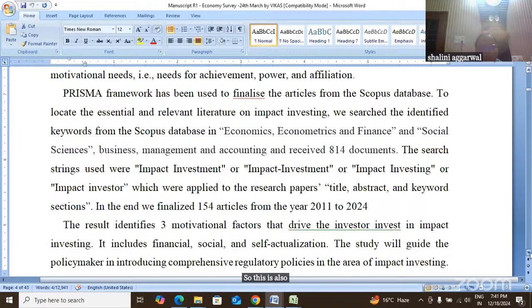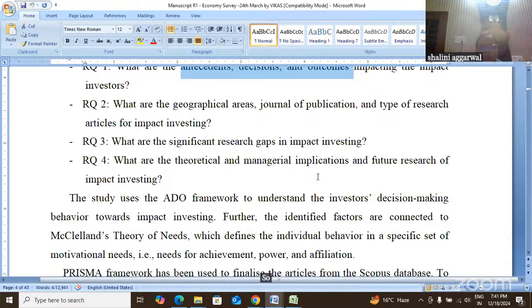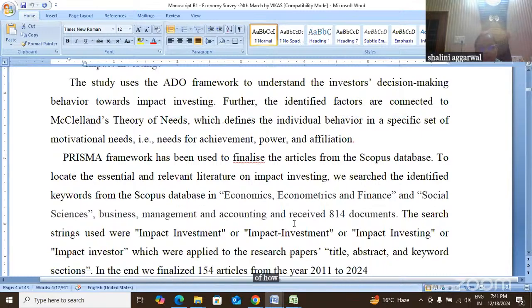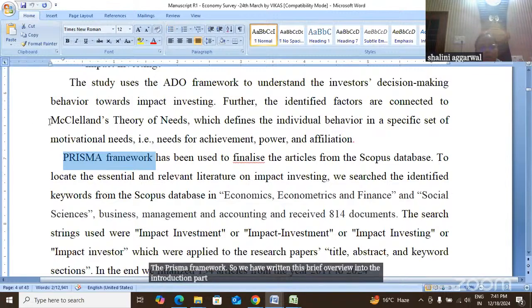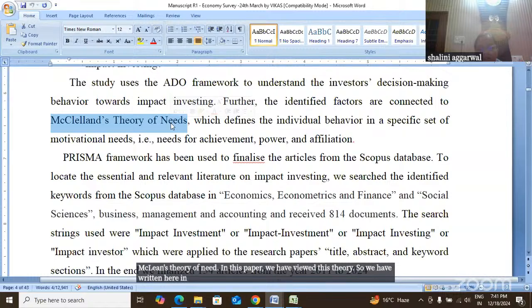Look at this, this is the introduction part. Let me tell you before proceeding ahead, the part that I'm showing is part of the introduction, just after the research questions. These are my research questions. I have given a brief overview of how we proceeded in the paper, like we have used the PRISMA framework. Maslow's theory of need, in this paper we have used this theory, so we have written it in the introduction.